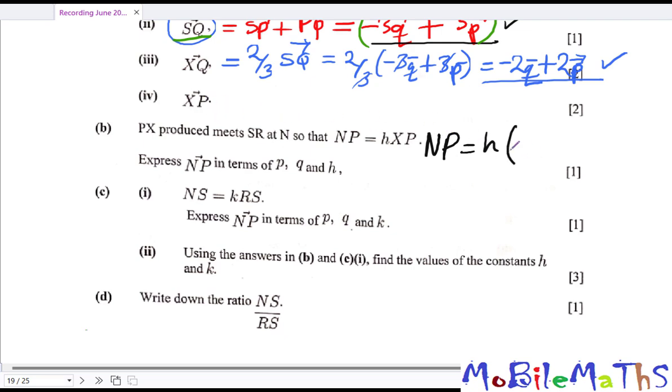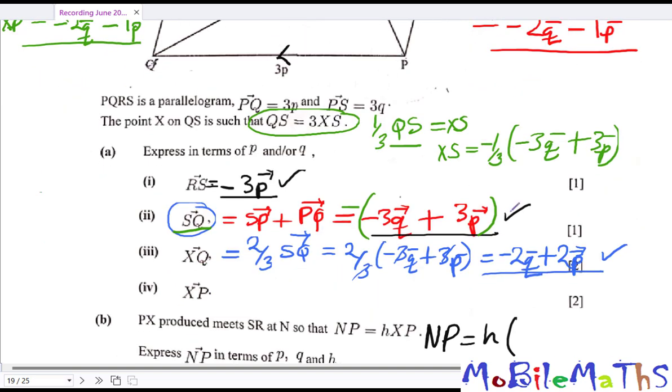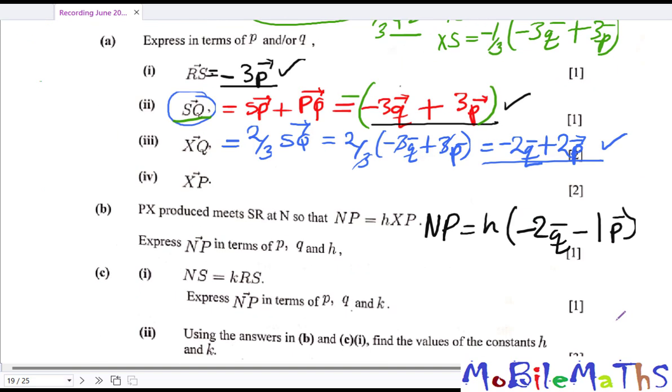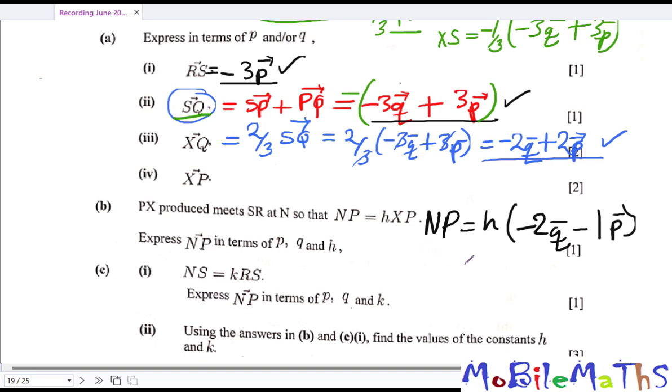So our XP was what? Minus 2, so minus 2Q and a minus 1P. Okay, like that. So it means I can rewrite NP to say it's basically equal to minus 2QH minus pH, like that. So that's our final answer there. It's 1 mark. Moving on to the next question, they are saying NS is equal to KRS.